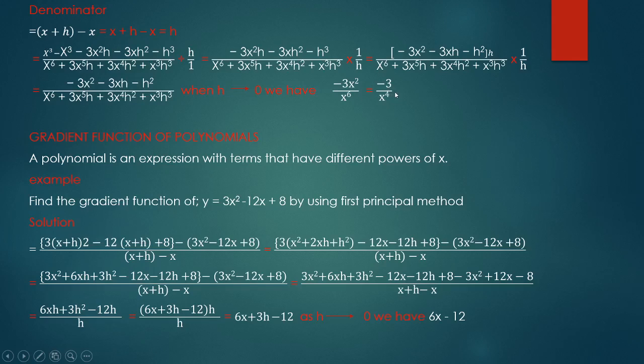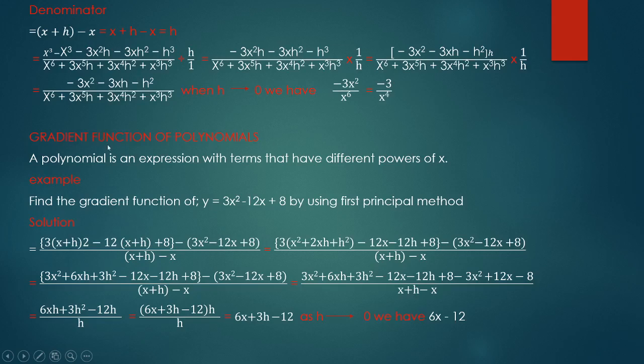So we shall remain with negative 3 all over x power 4. So that is our gradient function, dy over dx, becomes negative 3 all over x power 4. Somebody can write this as negative 3x power negative 4. Negative 3x power negative 4 is still the same thing.